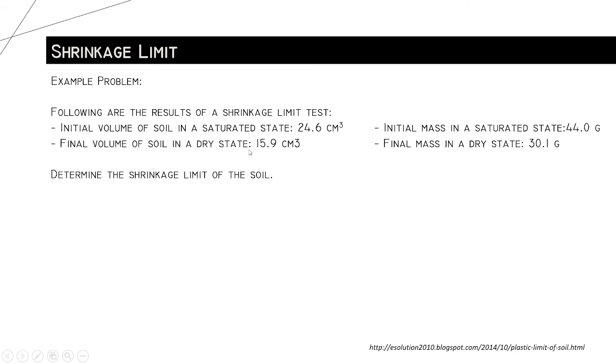So, we have an example problem. We are asked to determine the shrinkage limit of the soil. So, again, SL is equal to the wet mass minus the oven dried mass all over the oven dried mass, minus the initial volume minus the final volume all over the oven dried mass times the density of water.